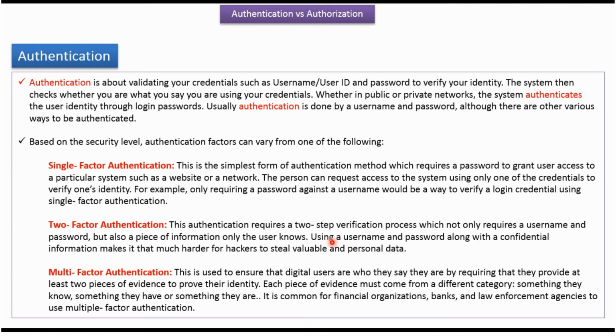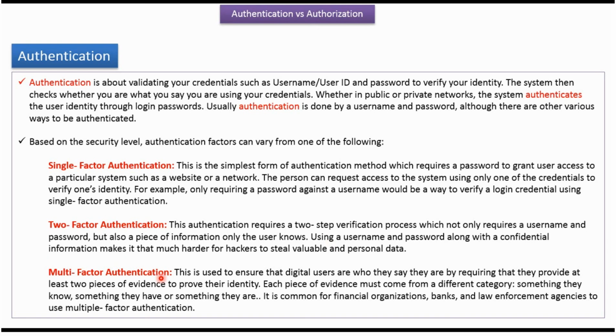And here Google follows a two-step process. Step 1 is verification of username and password, and step 2 is verification of the OTP. So it is called two-factor authentication.